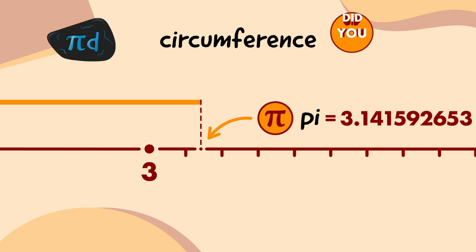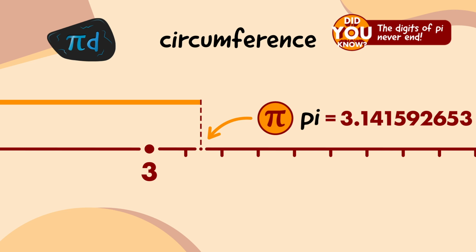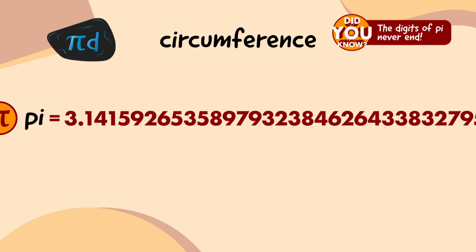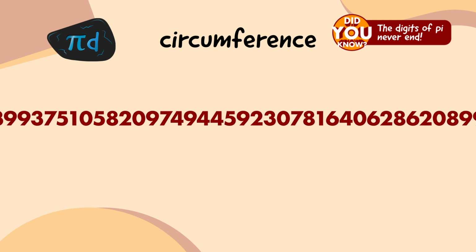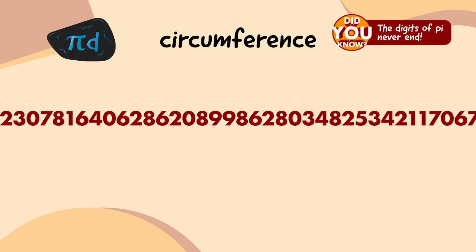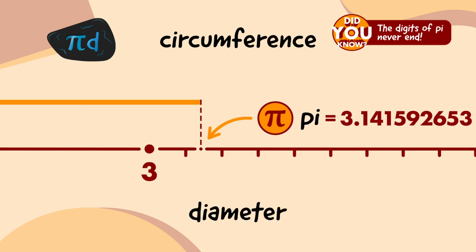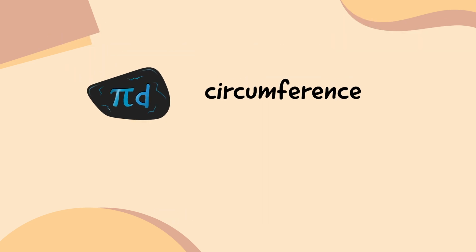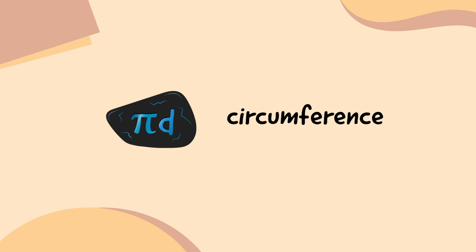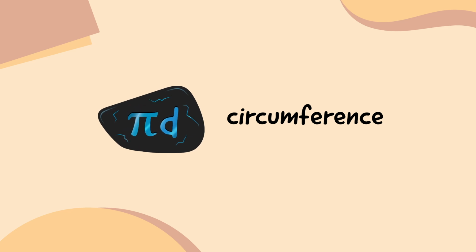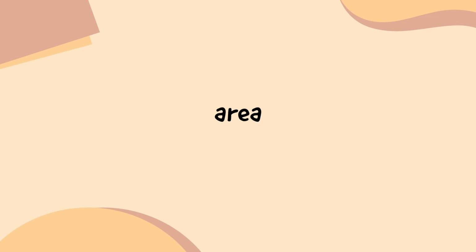In fact, did you know that the digits of pi never end? There's no final digit, it just keeps going and going and going. Oh my, how am I going to remember all those digits? Well, fortunately, we don't need to be anywhere near this precise. You only need the first 15 digits to accurately send rockets into space, so we don't need to worry about all the digits. Oh, thank goodness. So the circumference of a circle is pi times as long as the diameter, or pi d.